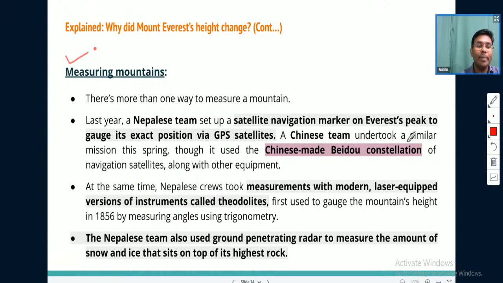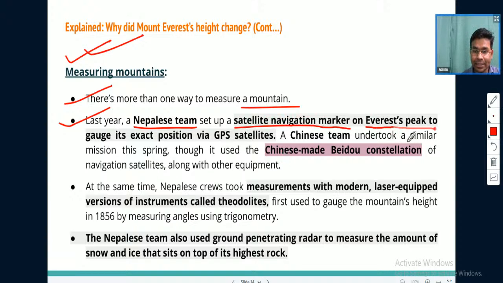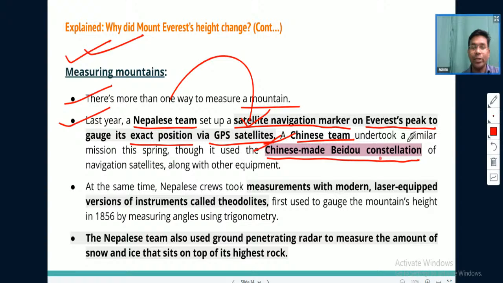So how do we measure the mountains? There is more than one way to measure a mountain. Last year, a Nepalese team, a team from Nepal, set up a satellite navigation marker on Everest peak to gauge its exact position via GPS satellite. Later on, a Chinese team undertook a similar mission, and they used the Chinese-made Baidu constellation. Nepal used the GPS satellite system, while China used the Baidu constellation of navigation satellites along with other equipment.